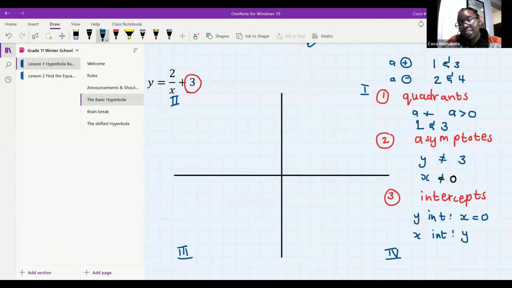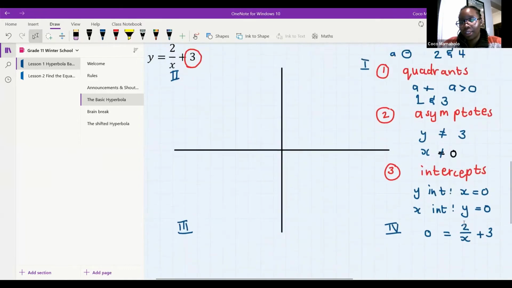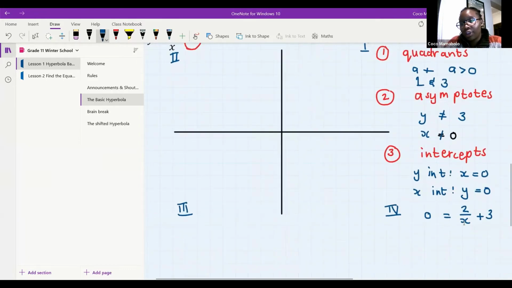And when I want to find my x-intercept, I need to make y equal to 0. So my new equation is going to read 0 is equal to 2 over x plus 3. And then we can calculate for x. I'm going to take 3 over and I'm going to get -3 is equal to 2 over x. And I'm going to multiply both sides by x. That's going to give me -3x is equal to 2, because those x's will cancel. Therefore, x is equal to 2 over -3.